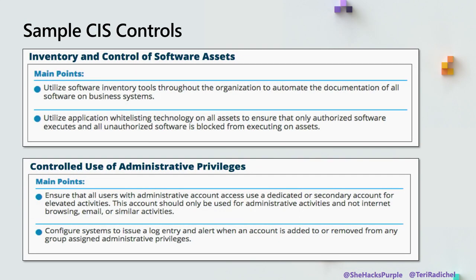So here's an example, just to give you an idea of what they look like. Inventory and control of software assets. So if you get a vulnerability in your software, you need to know where it's running, right? So you can update it. And the second one is controlled use of administrative privileges, something like Tanya was talking about just a minute ago. You want to know who's an admin, and there's some rules that you can follow here. So there's just a list of things you can do.